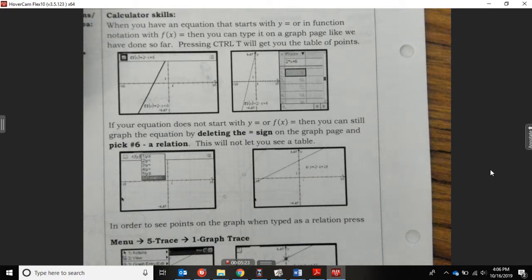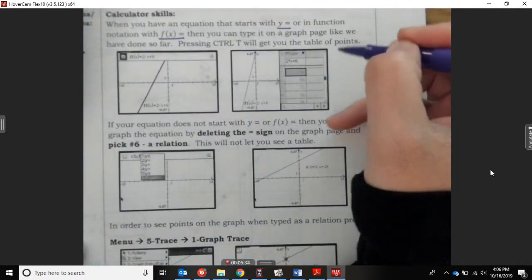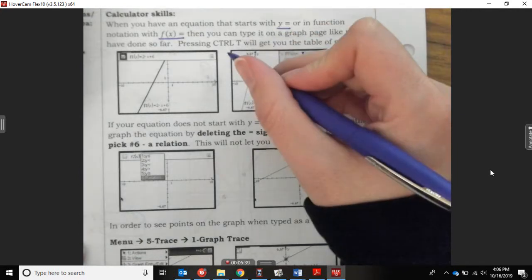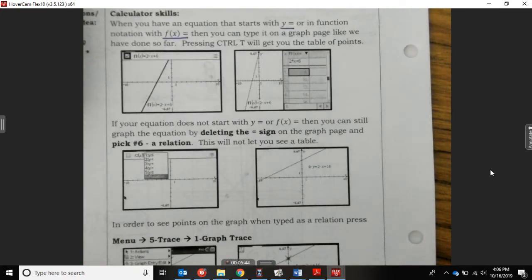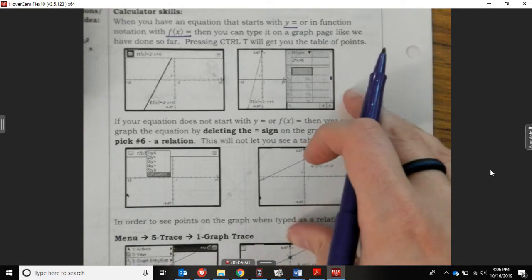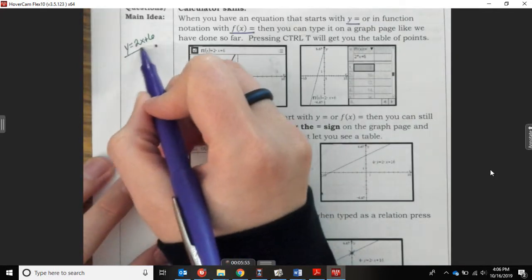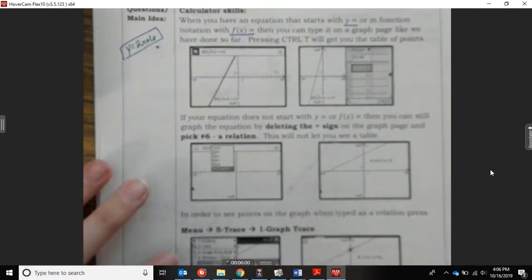So just a reminder, on the paper, I wrote out some things. When you have an equation that starts with y equals, or maybe it's in function notation, which, remember, function notation is f of x equals, then you can type your equation on a graph page like we have done already. And you press Control-T to see the table of points. So what I want you to do is you're going to follow along and write this equation out to the side. y equals 2x plus 6. That's the first equation that we're going to look at. Okay? y equals 2x plus 6.